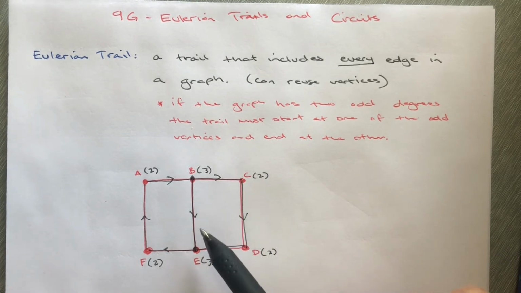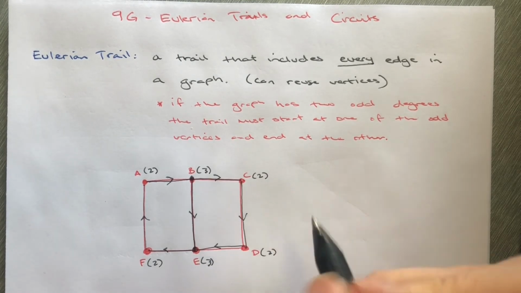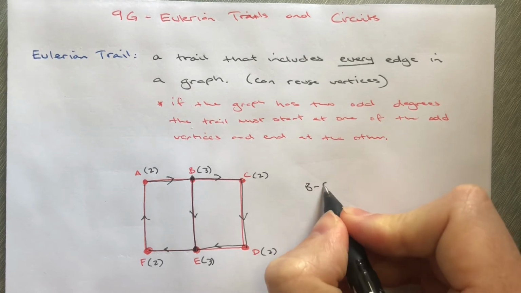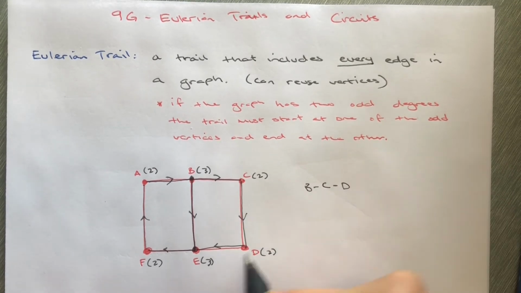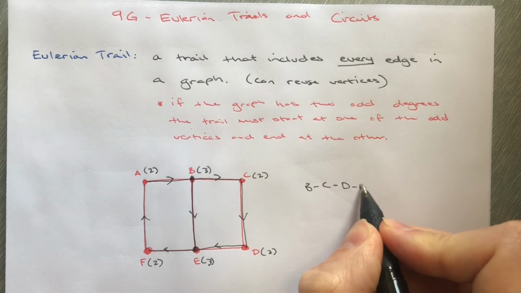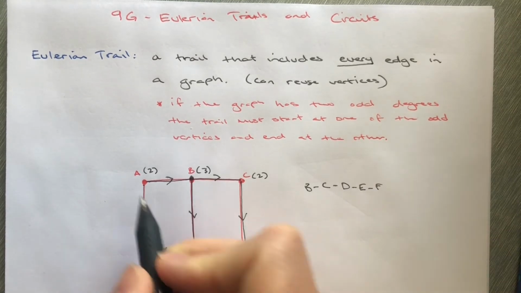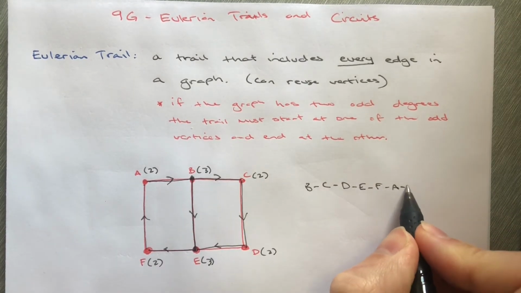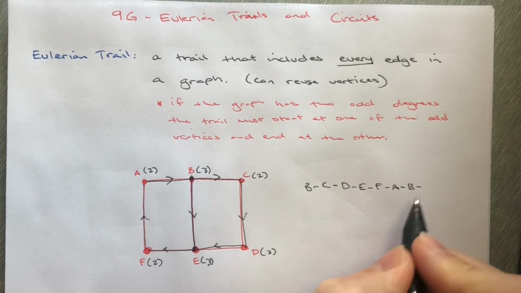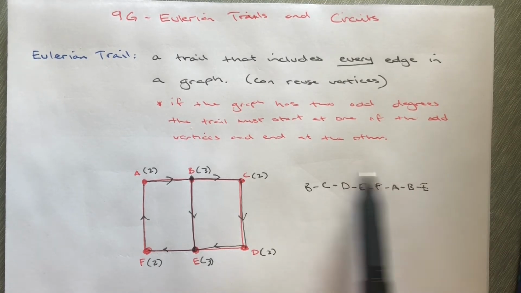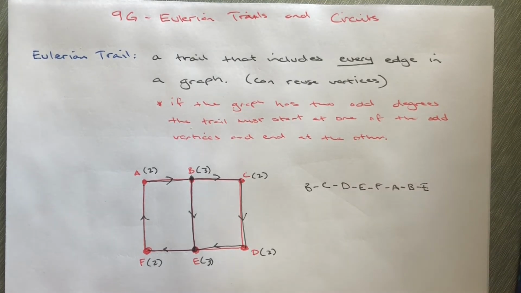Now, I just want to label the path that I've used. So I started at B, then I went to C, then D, then E, then F, then A, then B, and then I finished off down at E. So this bit here shows the path that I took. All right, so that's a trail. With trails, it doesn't matter if you start or finish at different spots, that's totally fine.